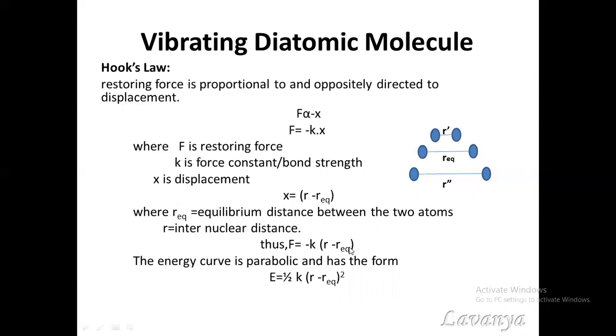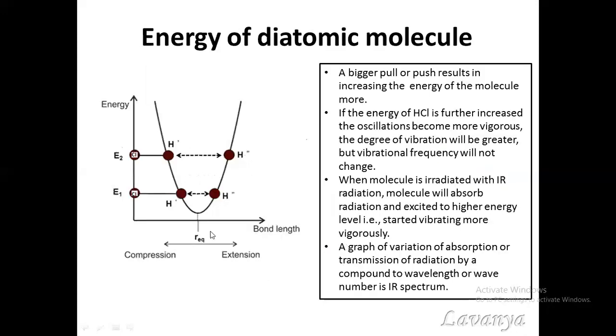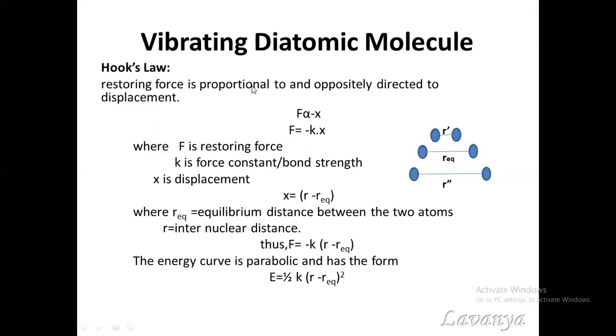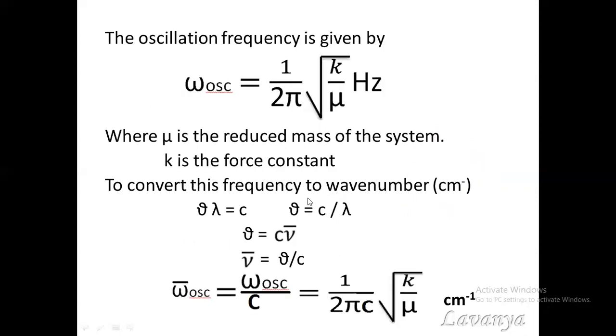The energy curve, as you observed in the previous slide also, is a parabolic curve, and it can be represented in the form of half kx square, where x is R minus Req. So E is equal to 1 by 2 k into R minus Req whole square. The oscillational frequency of a molecule, though it is excited to a higher level, remains constant, but the vibrations will become more vigorous.